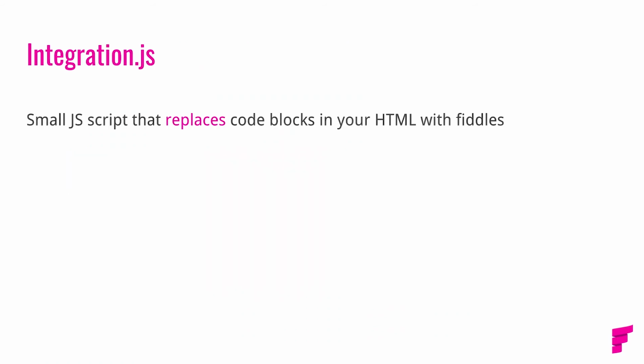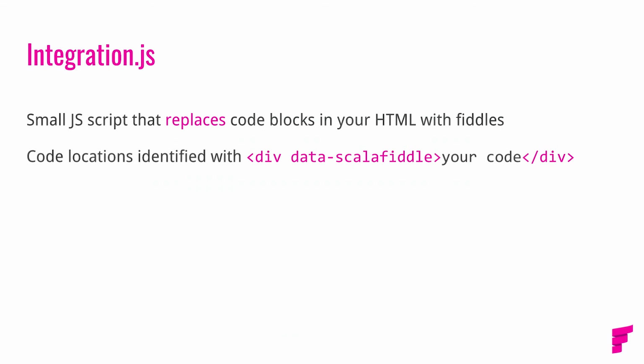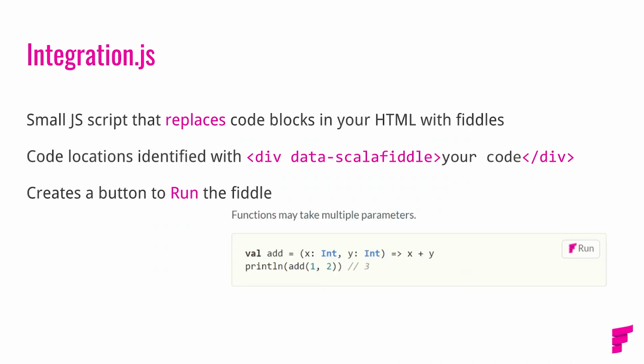But even with the integration.js, it's really simple. All you have to do is surround your code with this one div, and then add the script to your page, and this will automatically look into your web page and create the run button there. When you click the run button, it injects the embedded fiddle right in there at the right place and right size and so on. So this is an extremely trivial way of using ScalaFiddle.